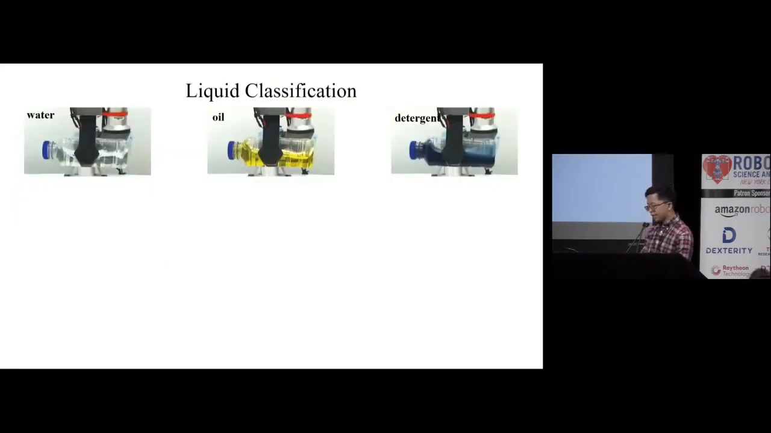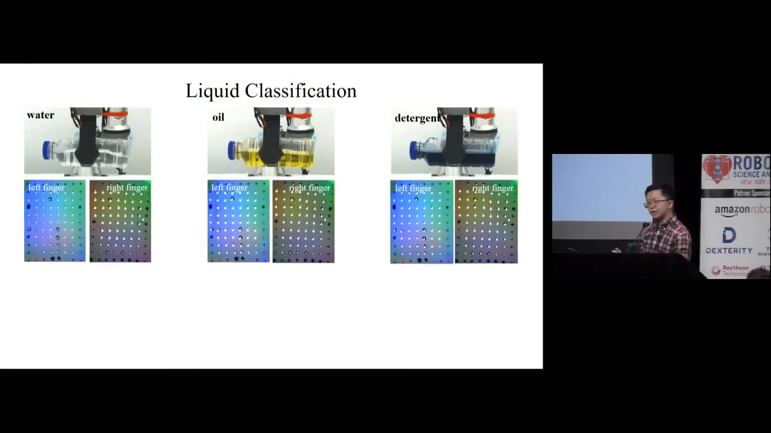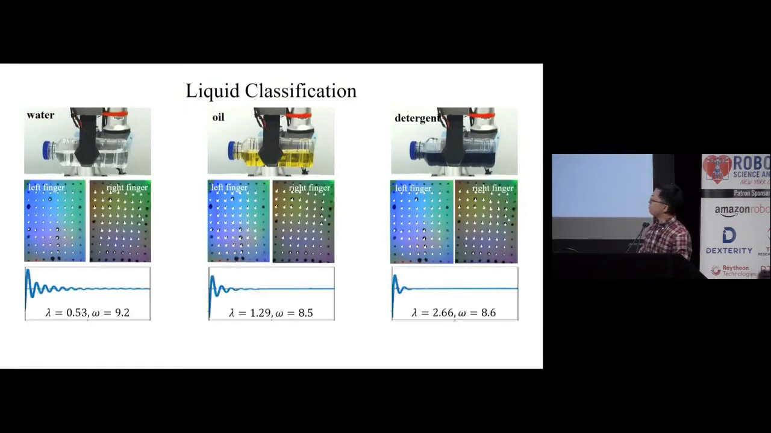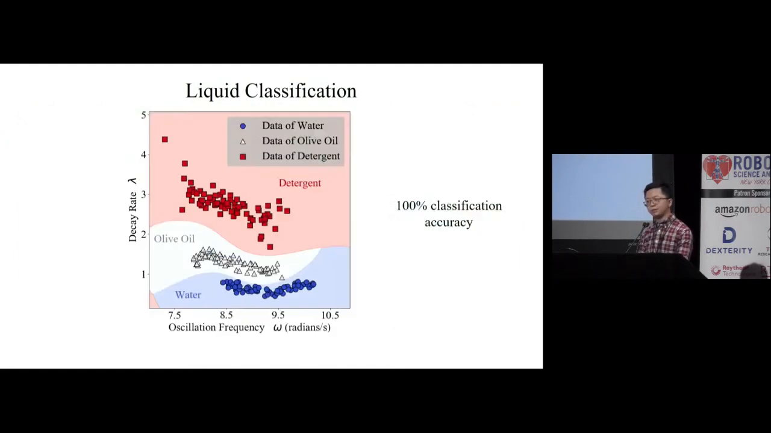We run multiple experiments to validate our method. First, we try to classify three common liquids: water, oil, and detergent. Their viscosities are different, leading to different oscillation decay rates lambda, which can be perfectly extracted by our method. We achieve 100% classification accuracy for water, oil, and detergent, even without fixing their weight and amount. In addition, the model can be trained with only 24 data points, showing that our method is super data efficient.